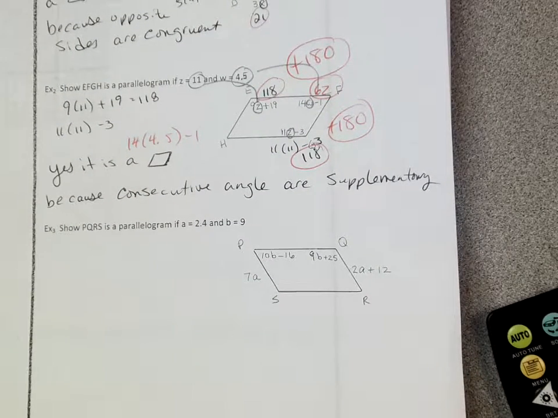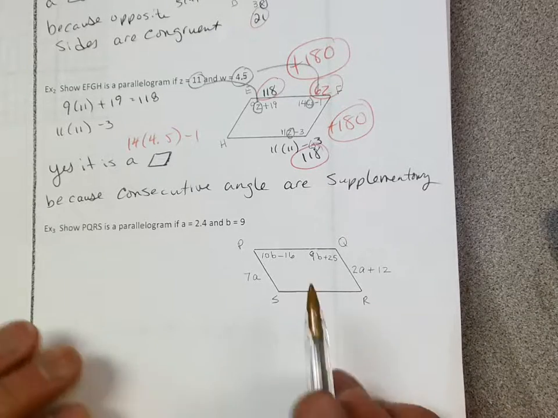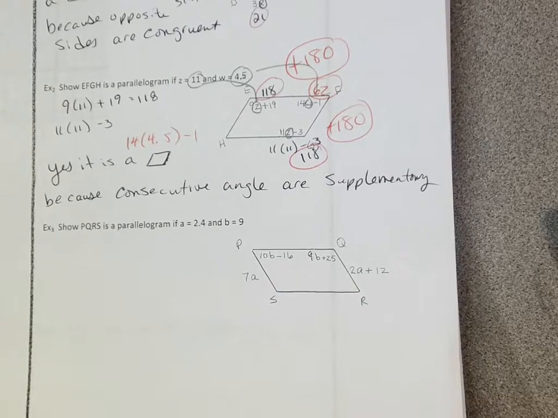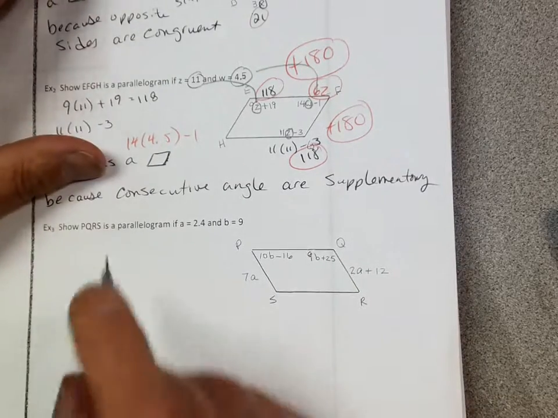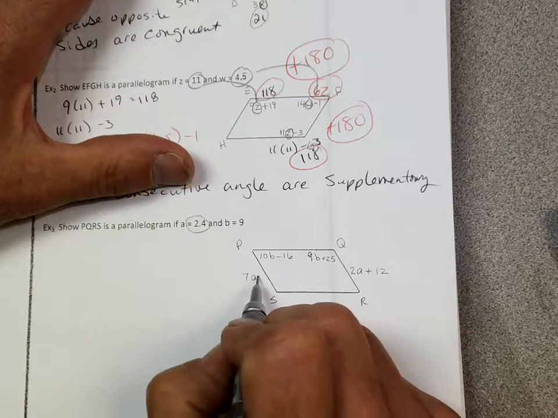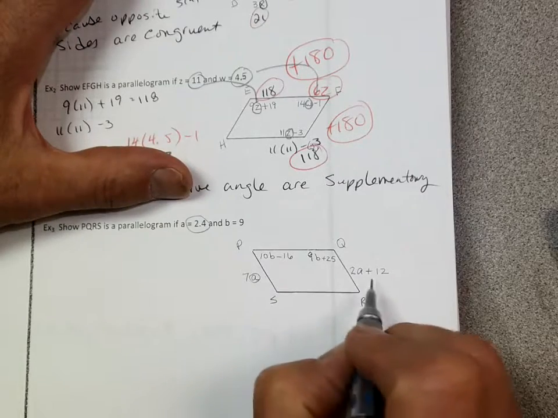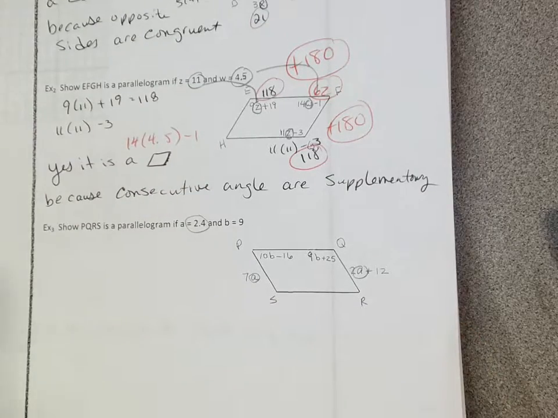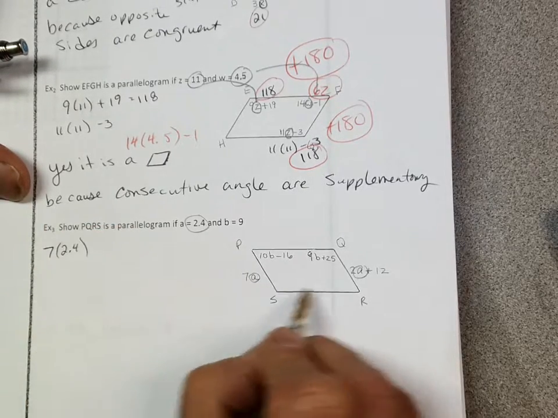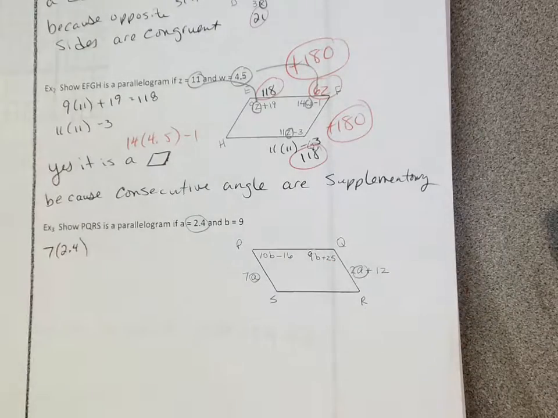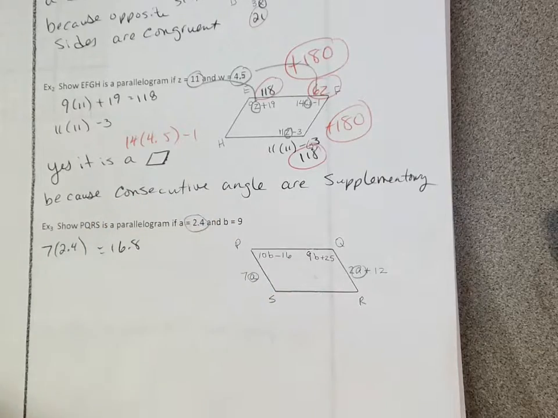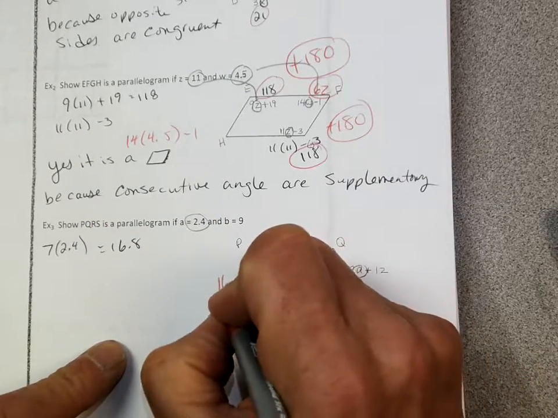Okay. Example 3. I've got something about angles here maybe, and opposite sides. So let's plug it in. Is it a parallelogram? I don't know. Let's put in 2.4 for a. What's 7 times 2.4 on my calculator? 16.8. So I know that this side is 16.8.